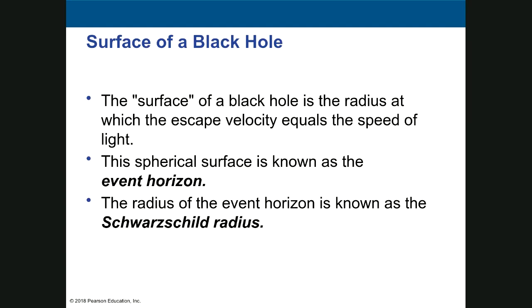So, the surface of a black hole is the radius at which the escape velocity equals the speed of light. And that surface, that area, is called the event horizon. So basically, the event horizon is where the deformation of space-time is so great that light can't escape. And the radius of this horizon is known as the Schwarzschild radius. We don't know what goes on inside the black hole, so we can't talk about the atomic structure of a black hole.